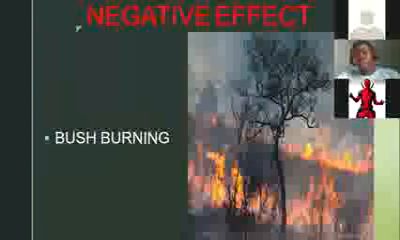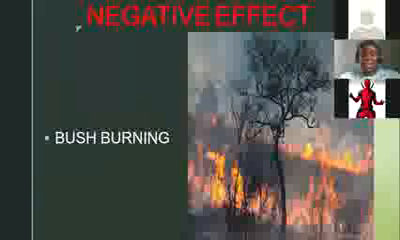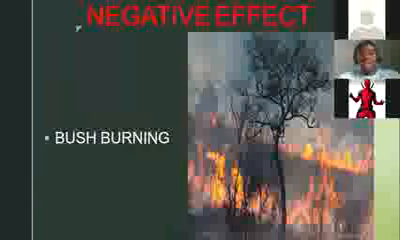Then this is bush burning, that is setting fire to the bush. This is usually done to clear the land. It's a faster way of clearing the land, but we know it has effects. It kills the plants and also the trees that are present there. And it can even spread beyond that and become a disaster. Okay, let's move on from there and now talk about the activity.